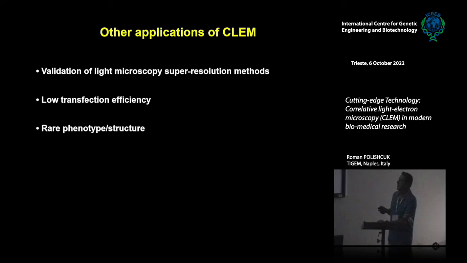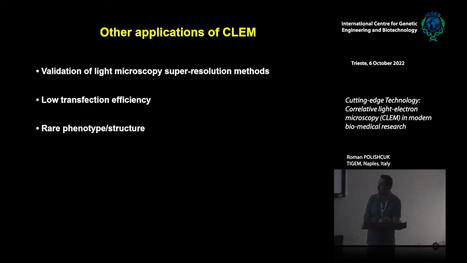Then sometimes you have some construct or some viruses which result in low transfection efficiency, and here using CLEM one can find the cell of interest if you have 1% of cells, and I will show you the case now. CLEM could help to see the cell of your interest, or otherwise it could be a rare phenotype or structure in a heterogeneous cell population.